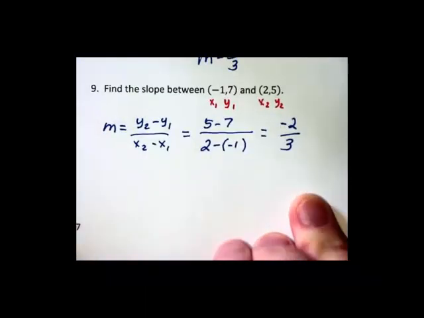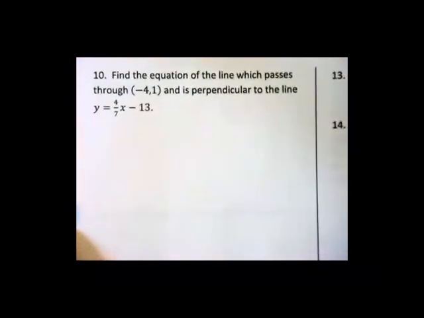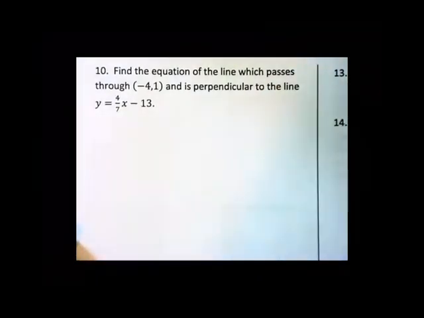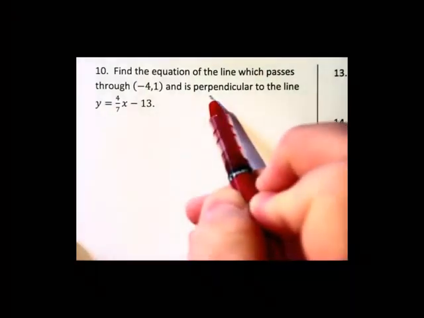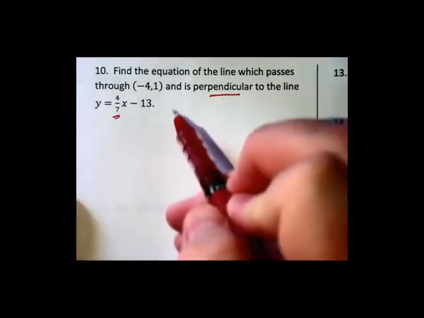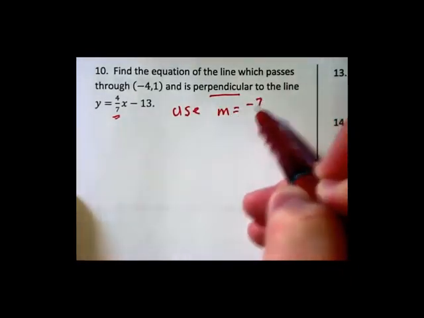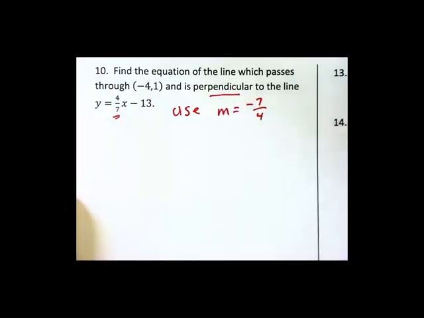Okay, continuing on to problem number 10. Find the equation of the line which runs through this point and is perpendicular to this line. Whenever I see the word perpendicular, I'm thinking to use the negative reciprocal of the given slope. So instead of 4/7, we're going to use m equals negative 7/4 along with the point negative 4, 1.